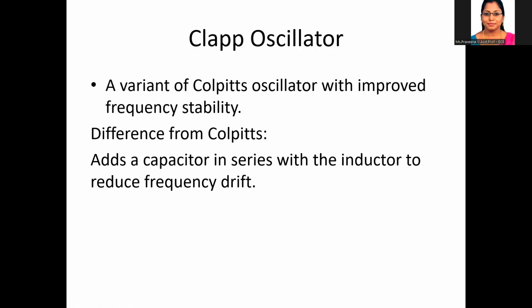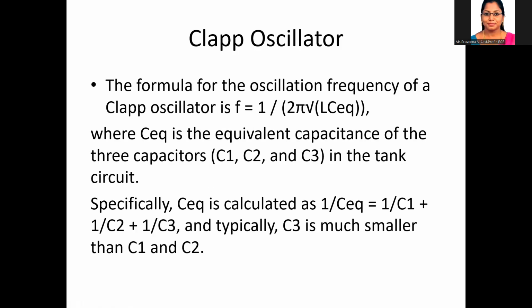Okay. What is the use of the additional capacitor? It will reduce the effect of transistor parameters and stray capacitance, which leads to minimizing the frequency drift and improving the stability. Okay. And the frequency will be calculated using the formula F equal to 1 divided by 2 pi into root of L into C equivalent, where C equivalent is the equivalent capacitance and L is the inductance.